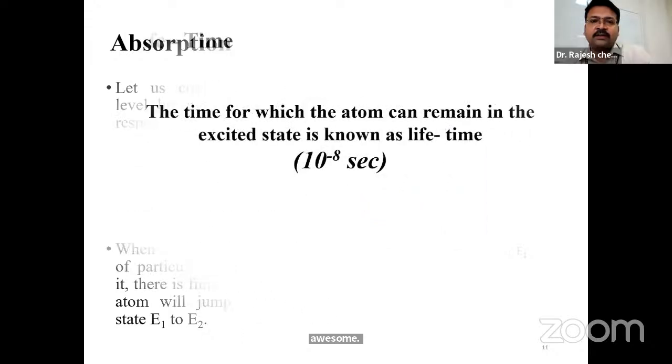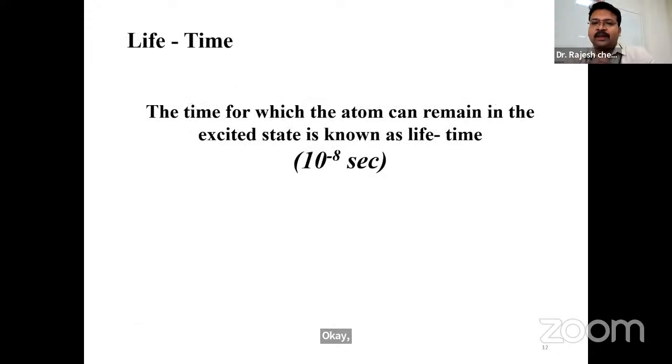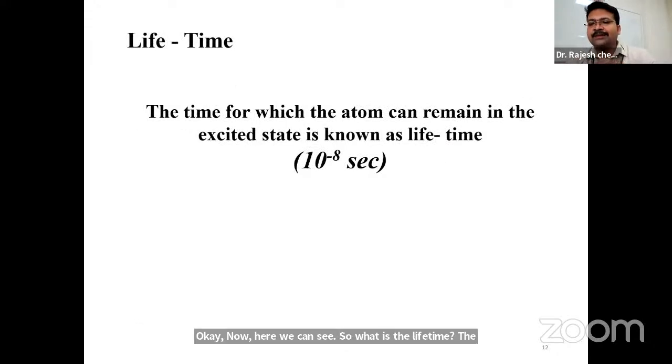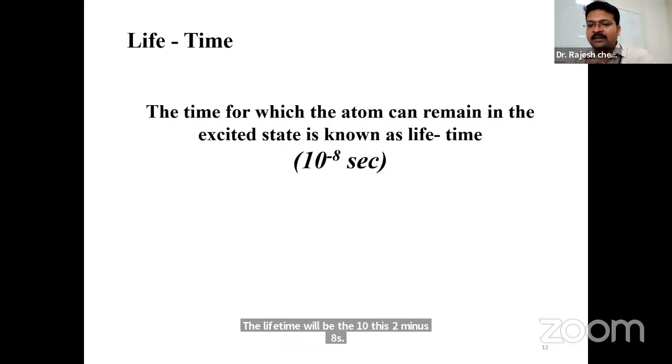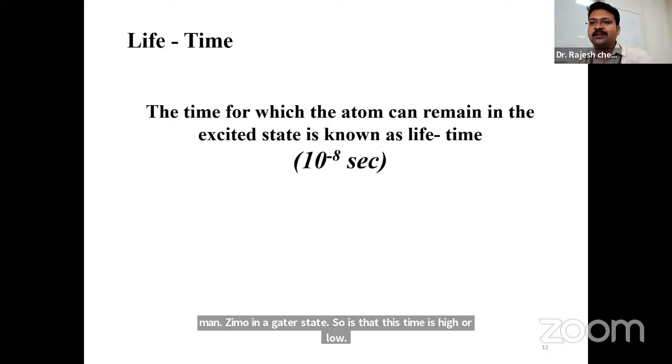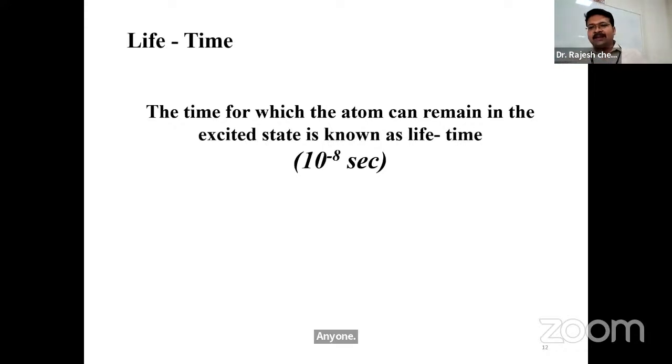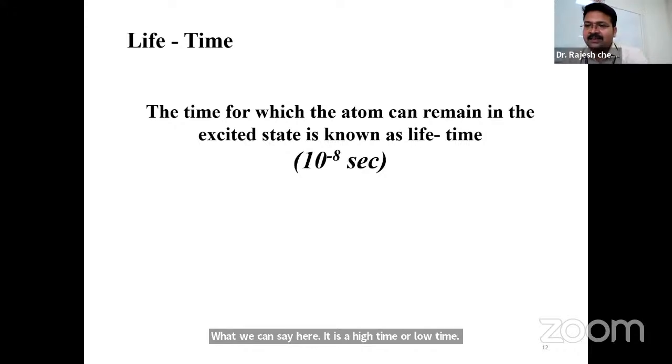Now here you can see, what is the lifetime? The lifetime will be 10⁻⁸ seconds at maximum in the excited state. So is this time high or low? Anyone? How much time can an electron stay in an excited level? Is it a high time or low time? See properly, 10⁻⁸ seconds is nothing but 10 nanoseconds.